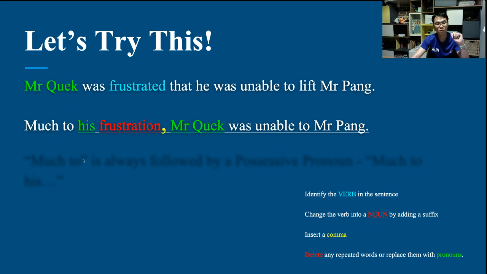Notice, whenever I have much to, it's always a possessive pronoun. It's never the subject. So you can't say much to Mr. Quack's. It's always the possessive pronoun his. So much to his frustration, Mr. Quack was unable to lift. Oh, sorry, there's a mistake here. To lift Mr. Pang. I'm sorry about that. I was trying to do these slides a little bit too quickly, but there's a missing word here. Unable to lift Mr. Pang. I'll change it before I post these slides in Edmodo later.